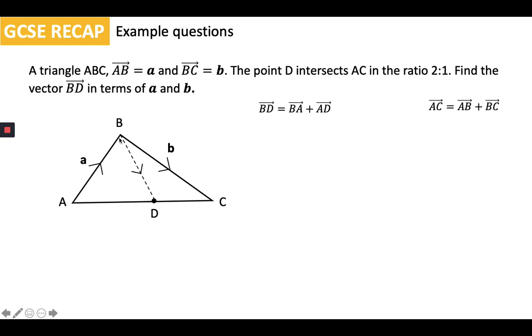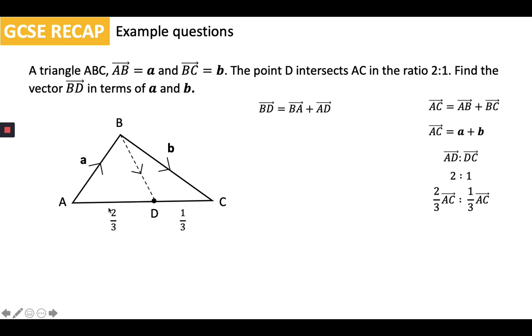AC is AB plus BC, so that is A plus B. Then I've got this ratio to work with: AD to DC is 2:1. Now that means 2/3 of AC to 1/3 of AC. This is the same thing, just in fractional form.